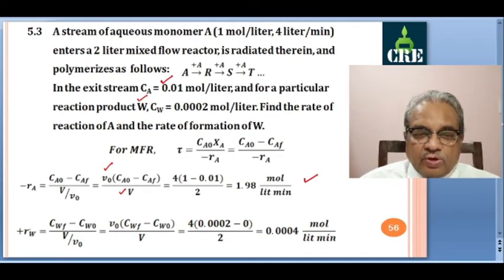Rate of formation of W, plus Rw, is the final concentration of W minus the initial concentration of W. You start with A only, so the initial concentration is 0. The final concentration is given as 0.0002. V0 is 4, V is 2. So you calculate this, and it comes out to be 0.0004 moles per liter per minute. So both have been calculated. Very simple, straightforward problems.